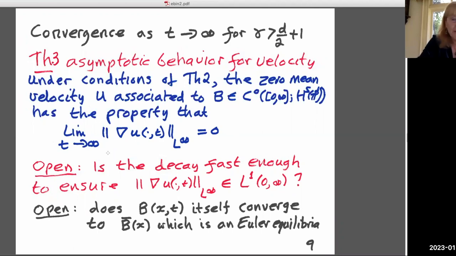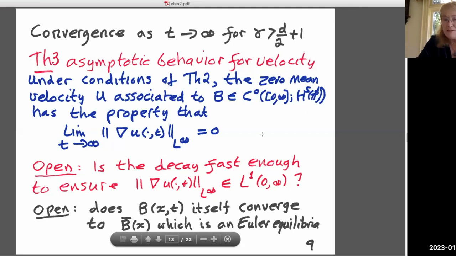However, it is still open. Is this decay fast enough to ensure that the L infinity norm of the gradient of U is in L1? So we're going to zero, but is it going to zero fast enough? And that is a result that we don't have at the moment. And so this means that it's open.